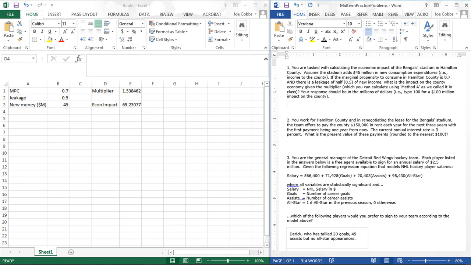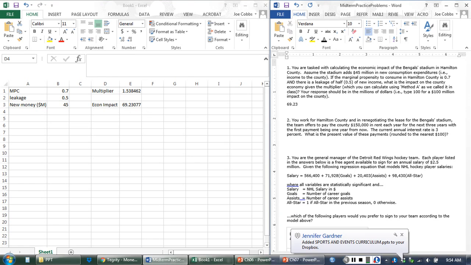If I was going to input this on the test, I would put 69. It says should be in the millions of dollars, so we could just put 69, or we could put 69.23 as the answer there. All right. Let's look at the second problem.